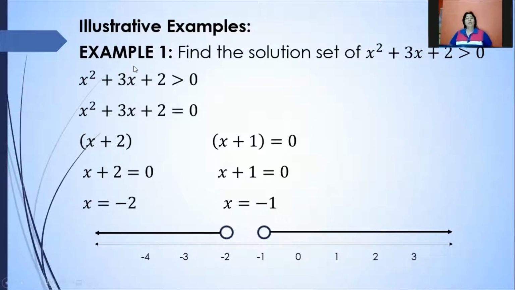Now, example number 1: find the solution set of x squared plus 3x plus 2 is greater than 0. The first thing we do is transform the given quadratic inequality to a quadratic equation in order to find the value of x. x squared plus 3x plus 2 is equal to 0. Then we have to find the value of x.